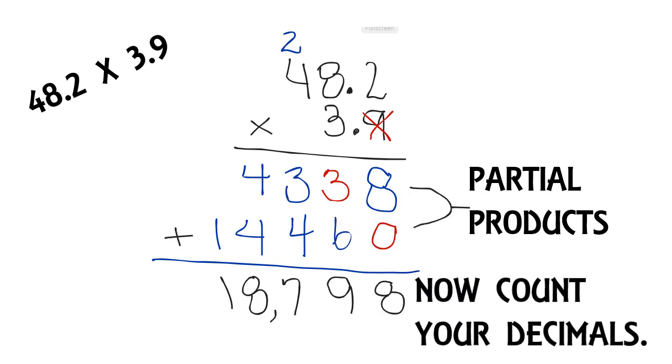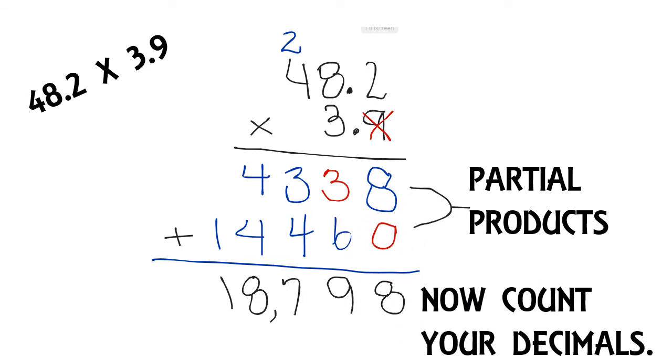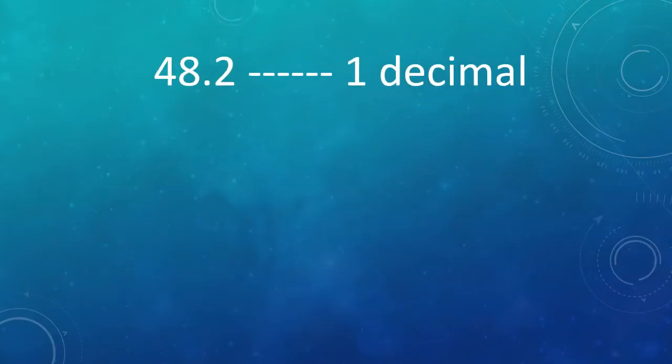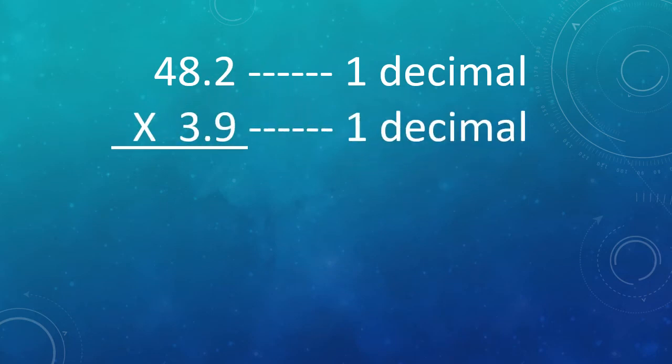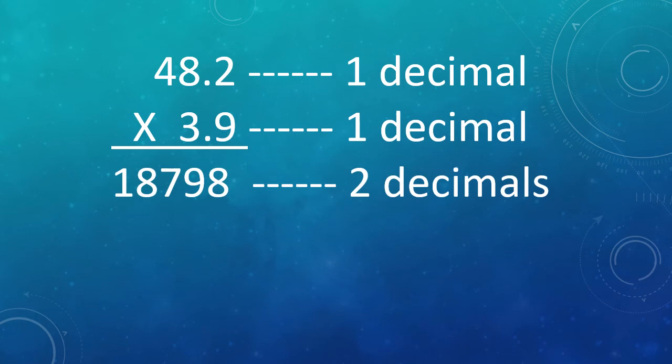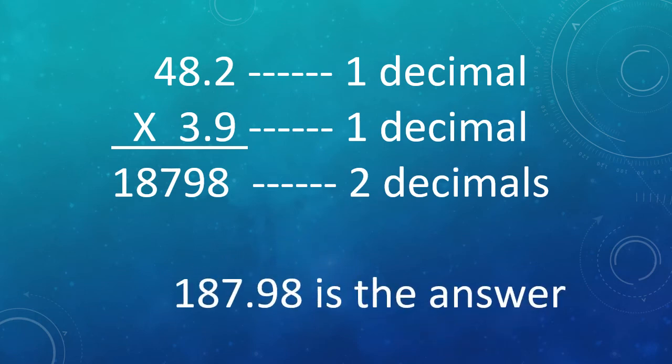The last step when dealing with decimals is you want to count your decimals. In our first number, we had 1 decimal place. In our second number, we also had 1 decimal place. So in our product, we're going to need 2 decimal places. So our answer would be 187 and 98 hundredths.